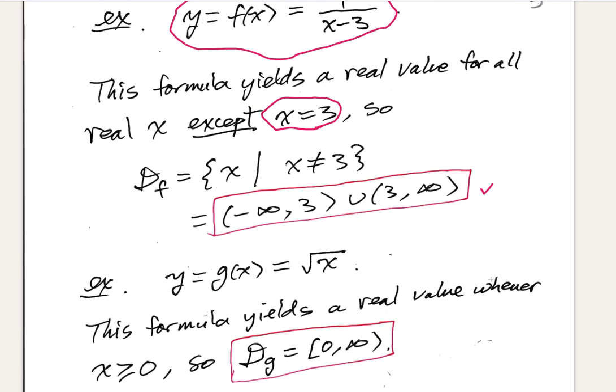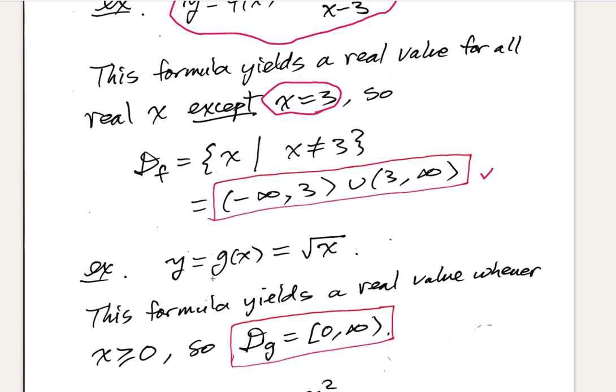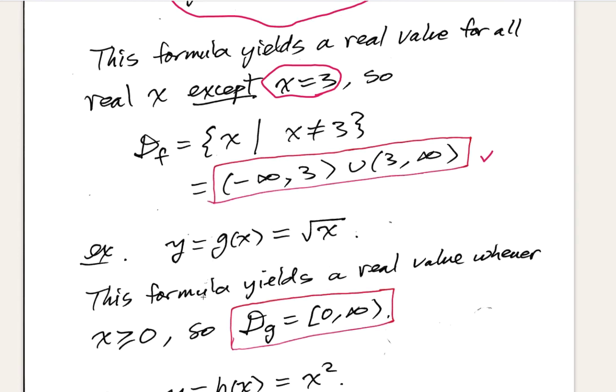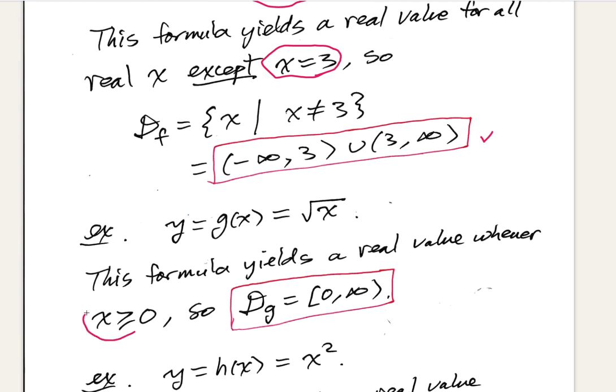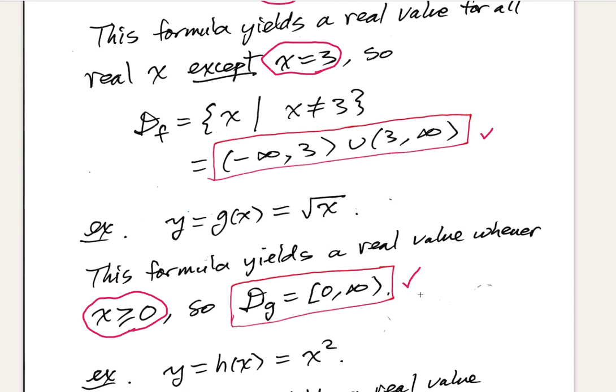How about y equals g of x is the square root of x? Remember, we're only concerned with real numbers here. This formula yields a real value whenever x is greater than or equal to 0. Don't forget that the square root of 0 is 0. It still exists as a real number. So the domain of g would be all real numbers greater than or equal to 0. In interval notation, that would be square bracket, 0, comma, infinity, parentheses.